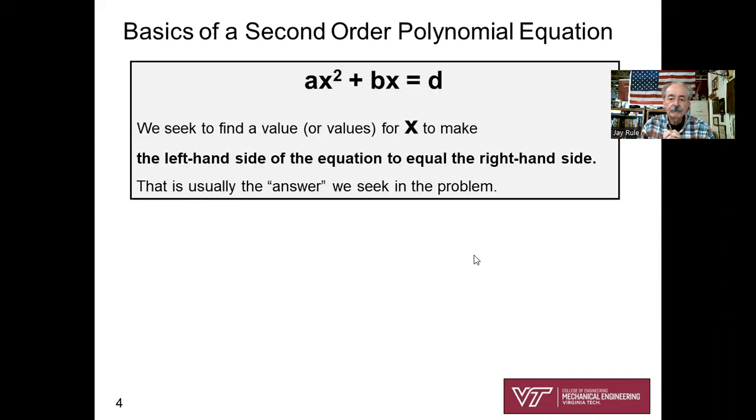Okay, and so that's a second order polynomial equation. We're seeking to find x. What values of x make the left-hand side exactly equal to the right-hand side, which is d? That's usually the answer we're seeking in our homework problem.